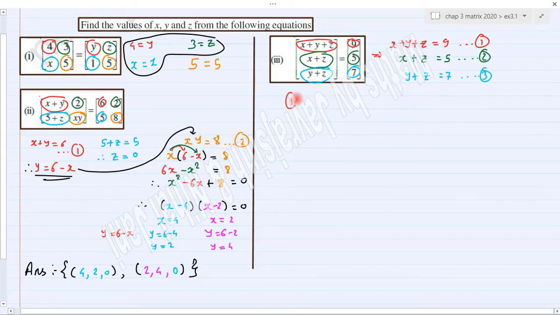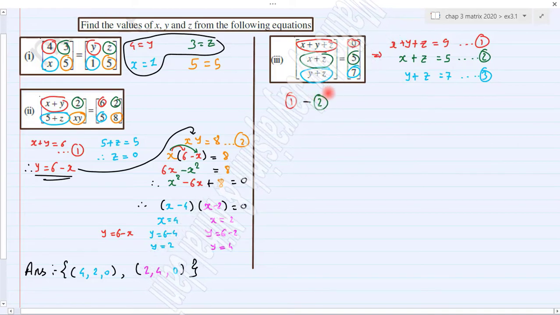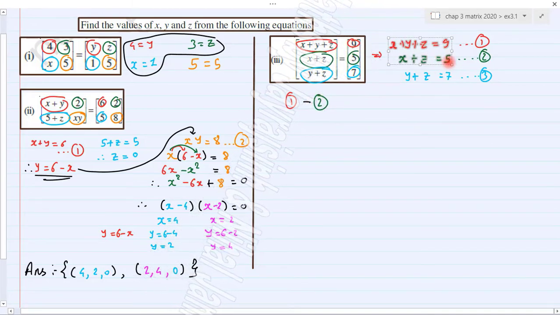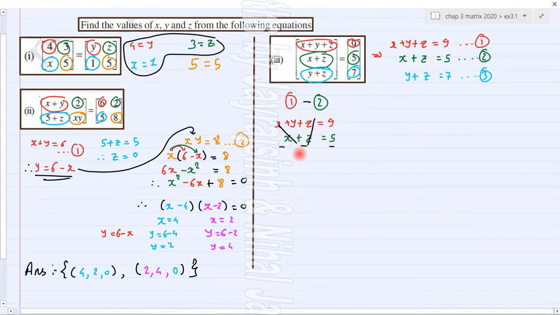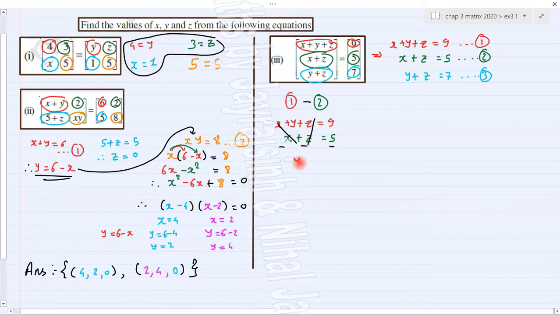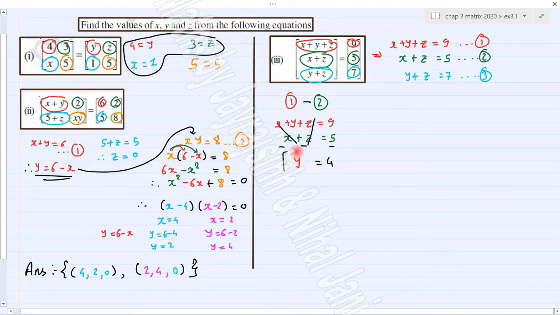Now let's try to solve these equations. Let's take equation number 1 minus equation number 2. Change the sign, so your x and z will cancel out. We will get y is equal to 9 minus 5, or you can say 4.